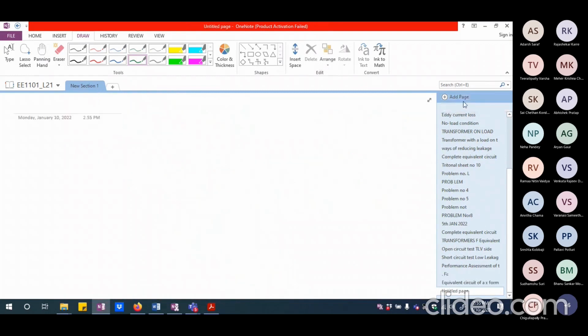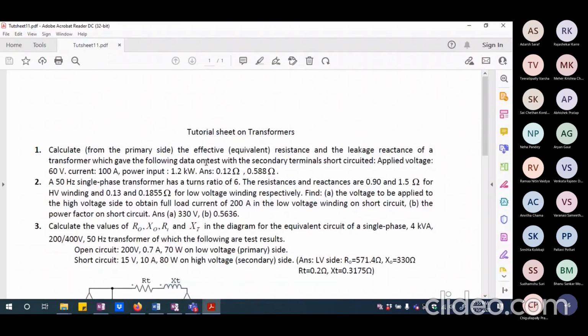Now let us try to do a few. So I think the first two problems are from the previous tutorial sheet itself, because we had left out a couple of problems from the last tutorial sheet. So I'm continuing with that.